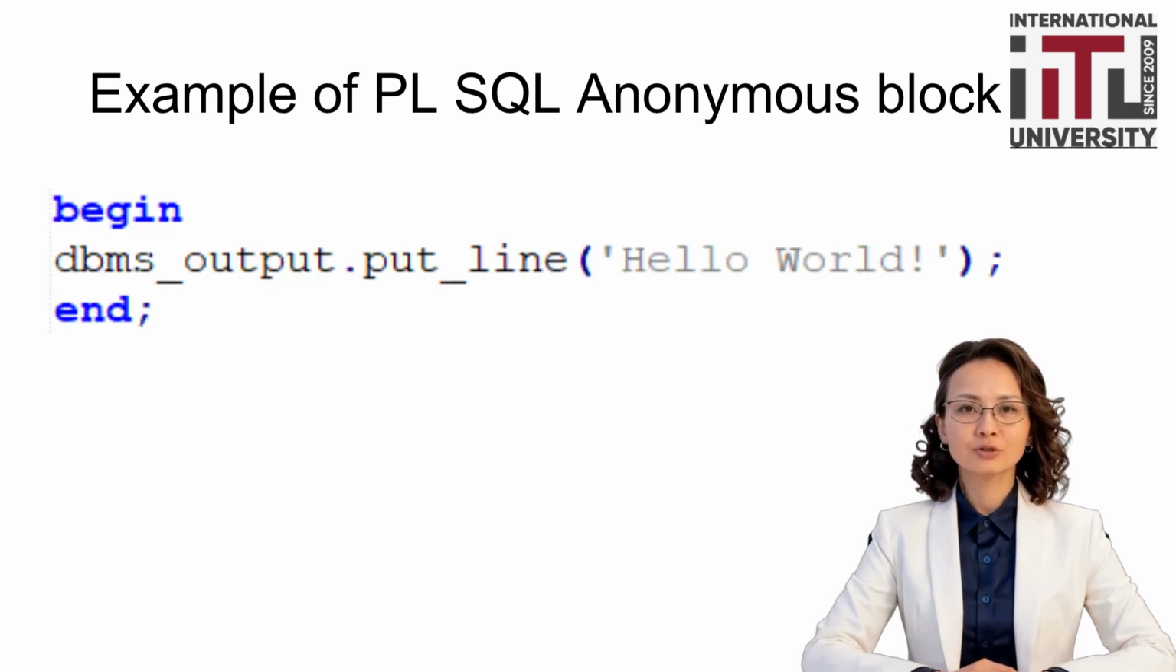A PL/SQL anonymous block is a non-stored code segment executed immediately. It begins with the declare keyword for variable declarations, followed by the begin section for executable statements, and ends with end. These blocks are useful for quick one-time operations without the need for permanent storage in the database.